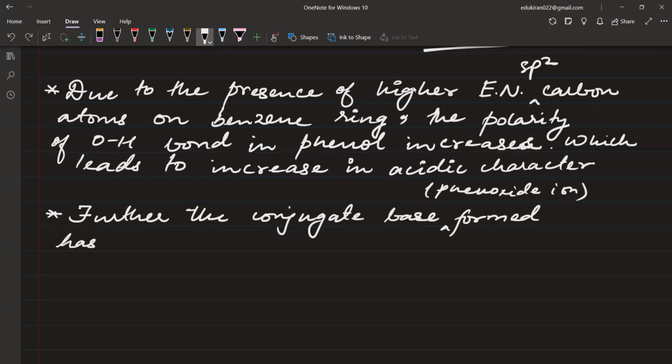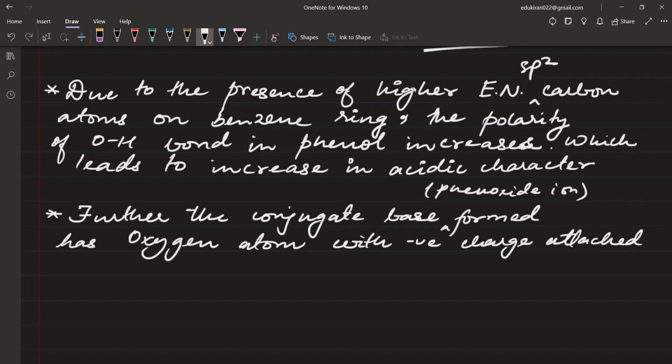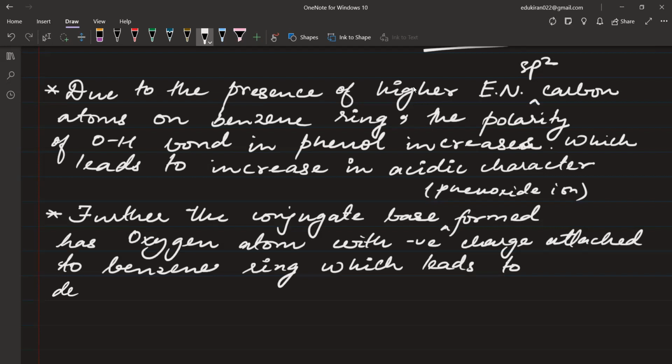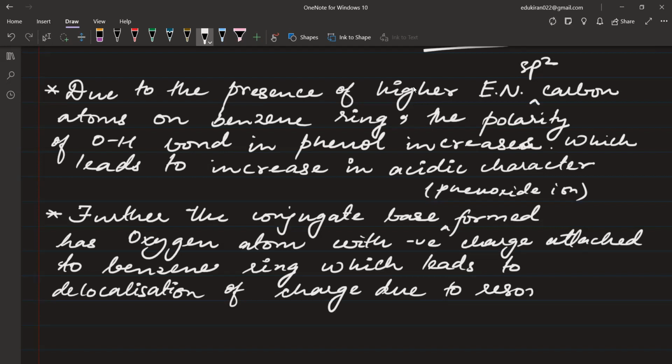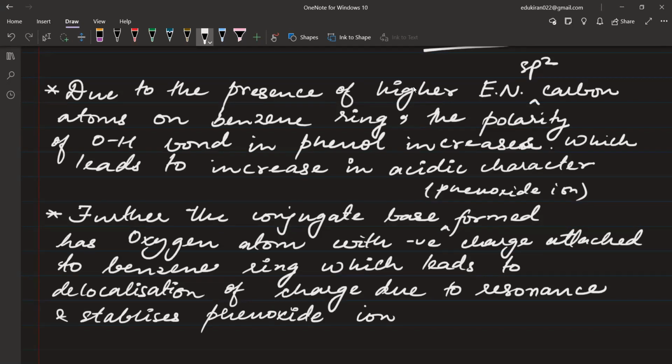has an oxygen atom with negative charge attached to the benzene ring, which leads to delocalization of charge due to resonance and stabilizes the phenoxide ion.